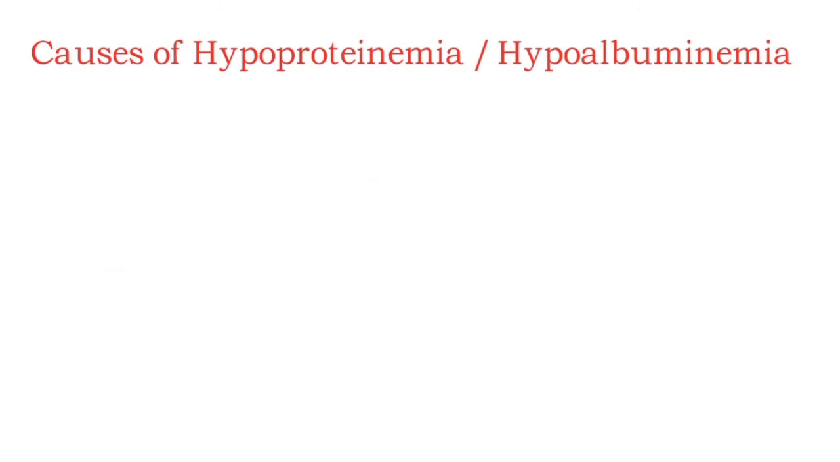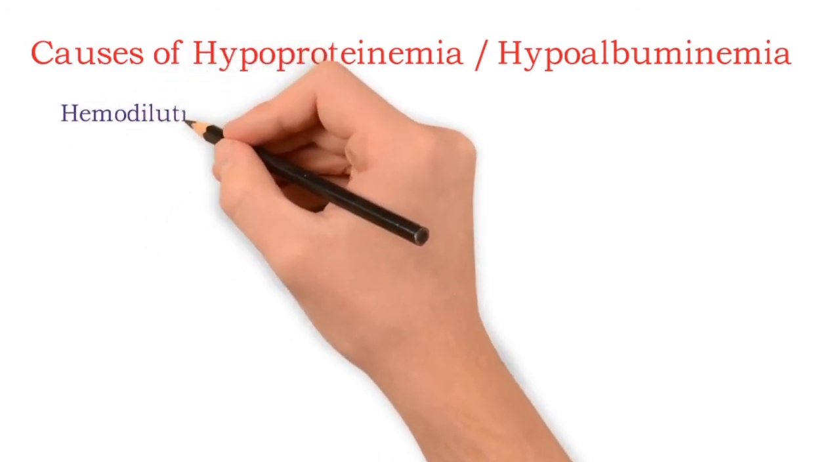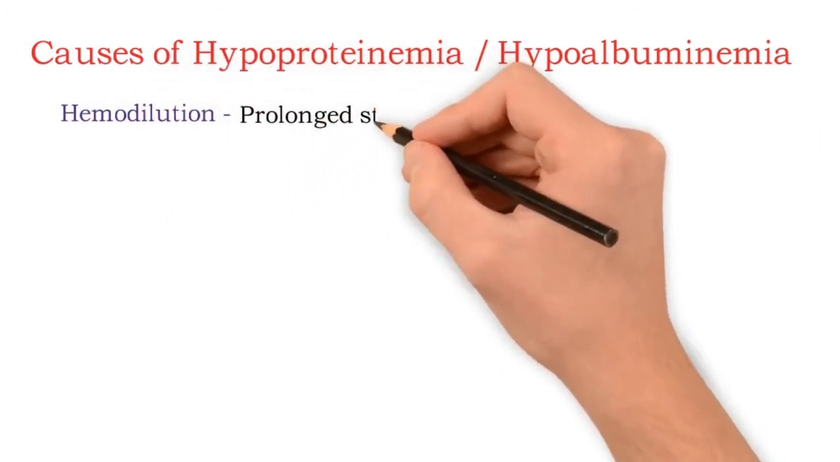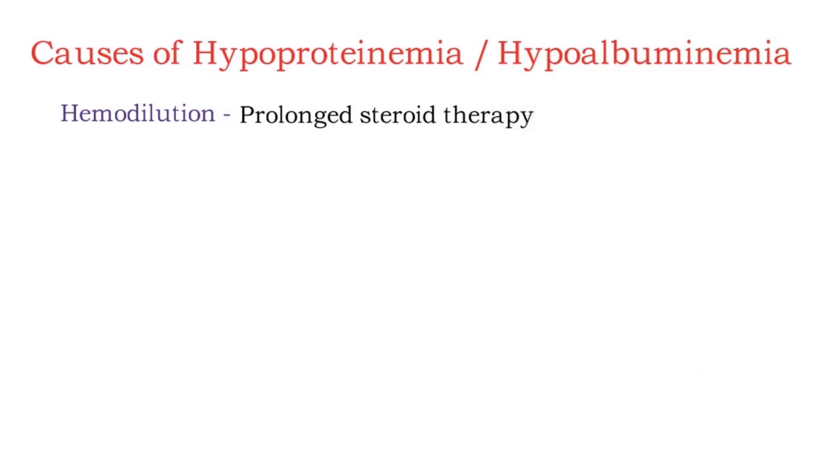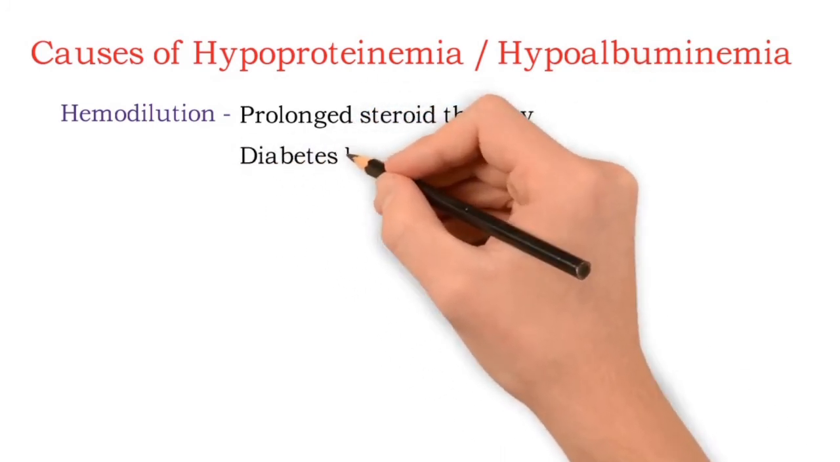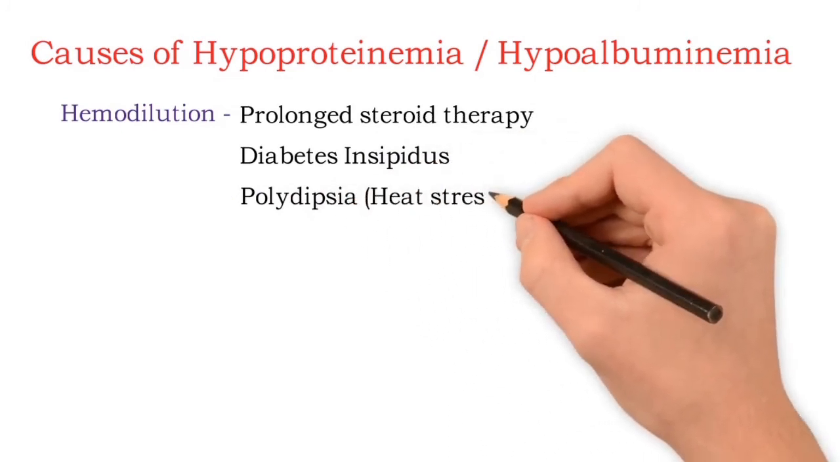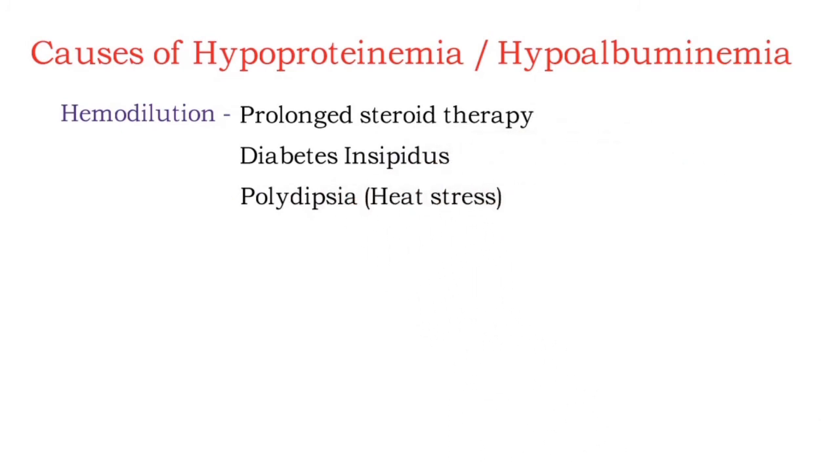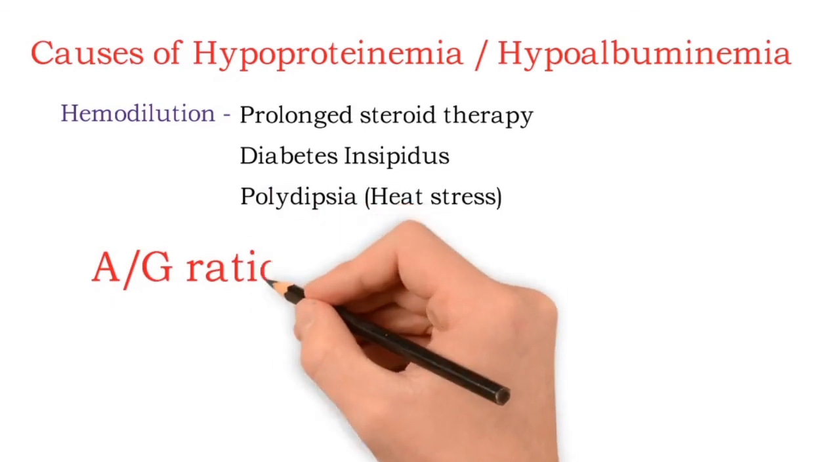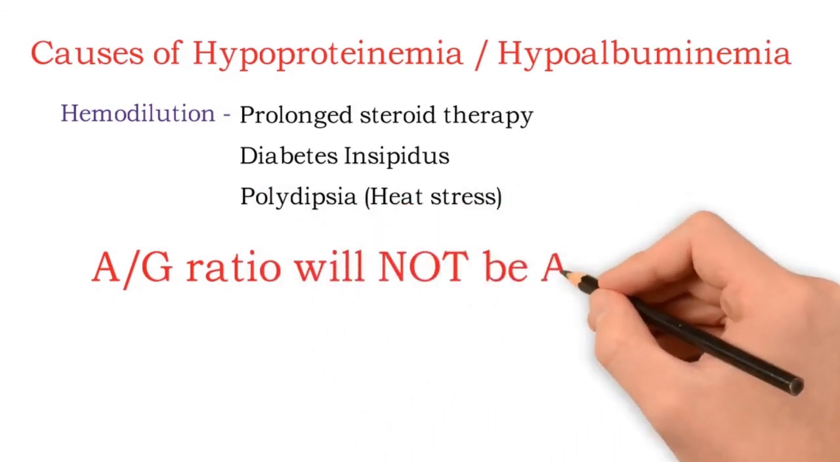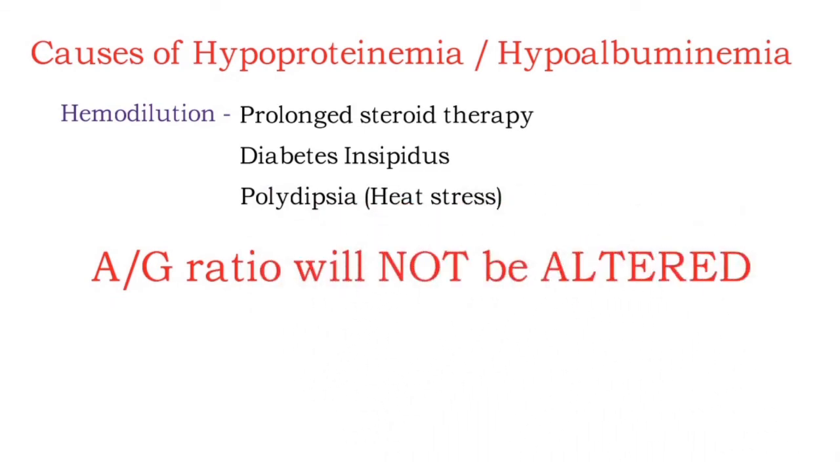False hypoproteinemia or hypoalbuminemia can be seen in hemodilution, which is seen in prolonged steroid therapy, diabetes insipidus, and polydipsia, which is seen in heat stress. So, in false hypoproteinemia, AG ratio will not be altered. Mind well, AG ratio will not be altered.